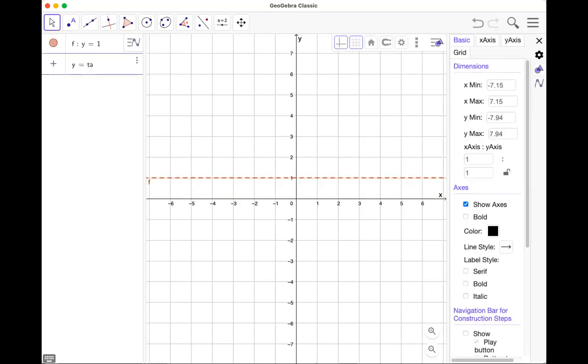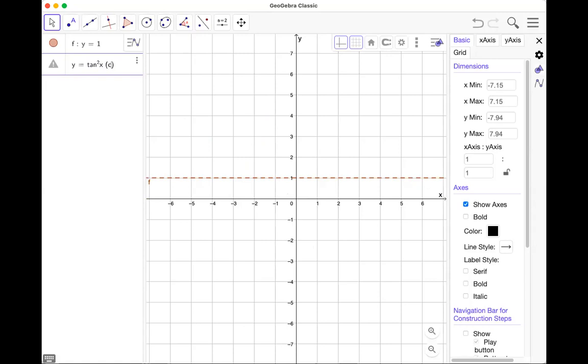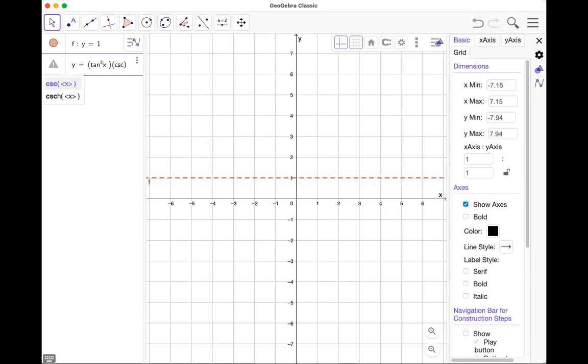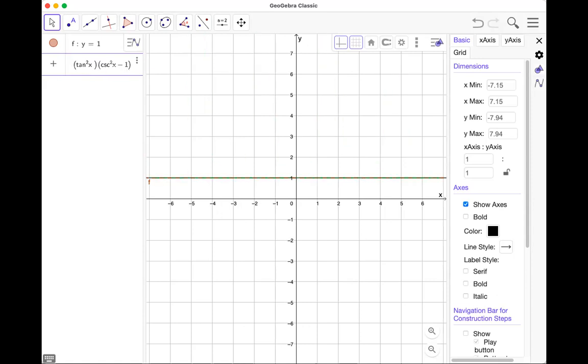So, y is equal to tangent square x times, ano nga ba yun, guys? Cosecant square, ba't ayaw? Wait lang. Nakikita niyo na class yung GeoGebra? Opo, sir. Okay. So, cosecant square x minus 1. Ayan.